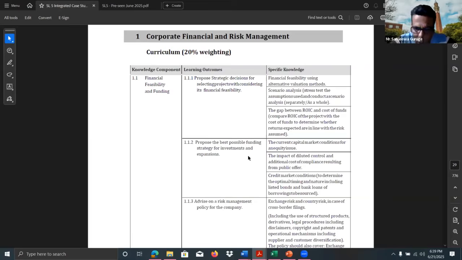In addition, organizations have to face various types of risk. In order to mitigate these various types of risk, what are the different strategies and techniques that can be used? That's also something we need to discuss briefly.